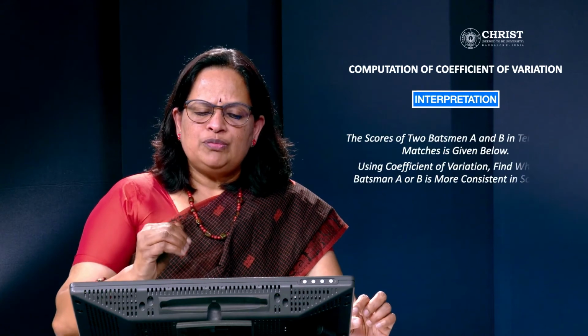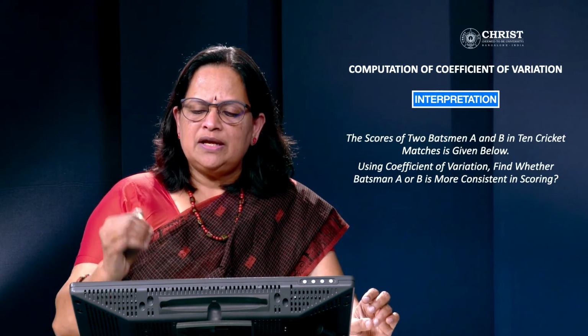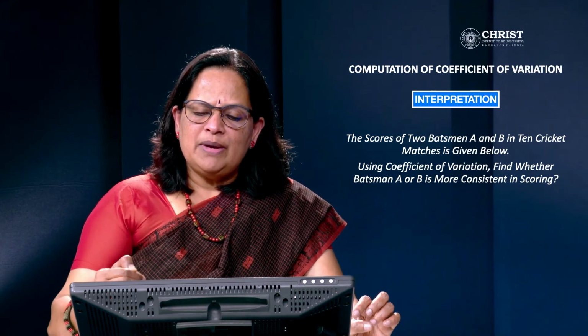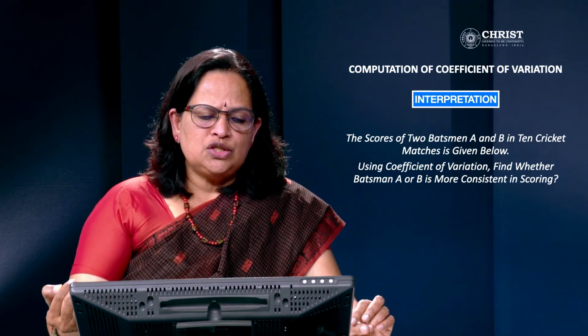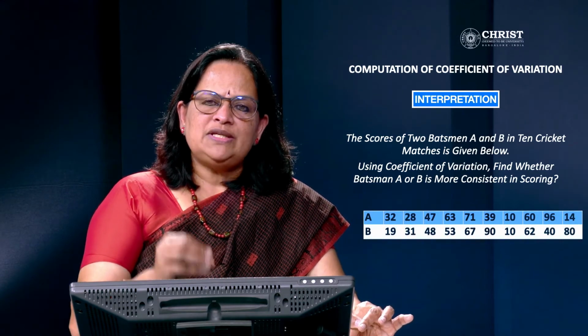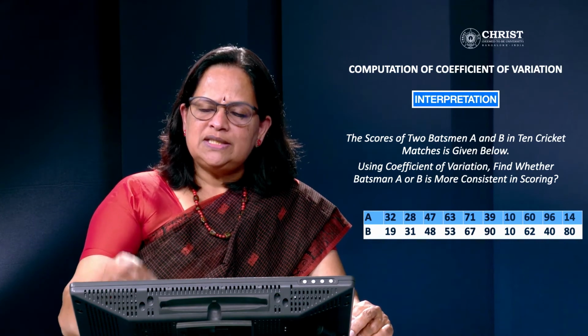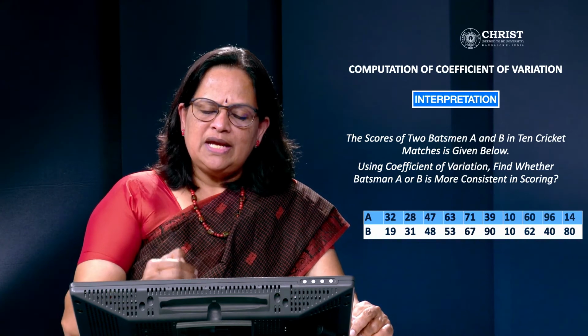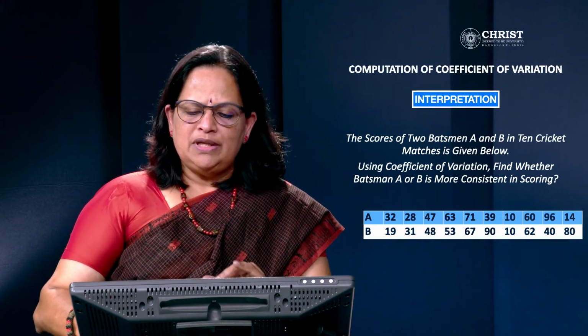The scores of two batsmen A and B in 10 cricket matches are given below. Using the coefficient of variation, find whether batsman A or B is more consistent in scoring. A has scored 32, 28, 47, 63, 71, 39, 10, 60, 96 and 14 runs. Batsman B scored 19, 31, 48, 53, 67, 90, 10, 62, 40 and 80 runs. Now we have to compare the performance.